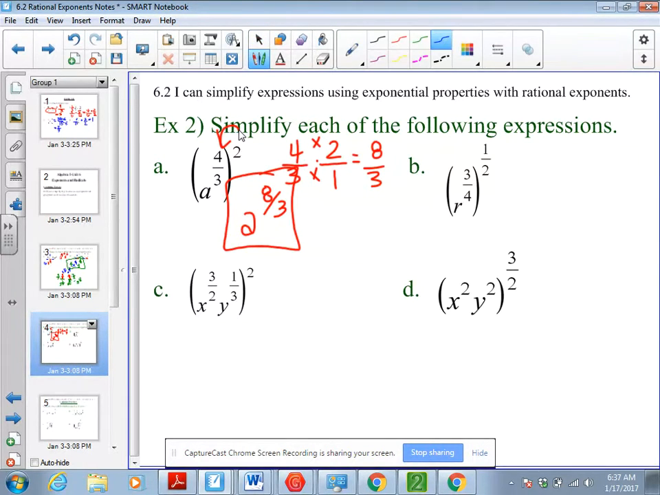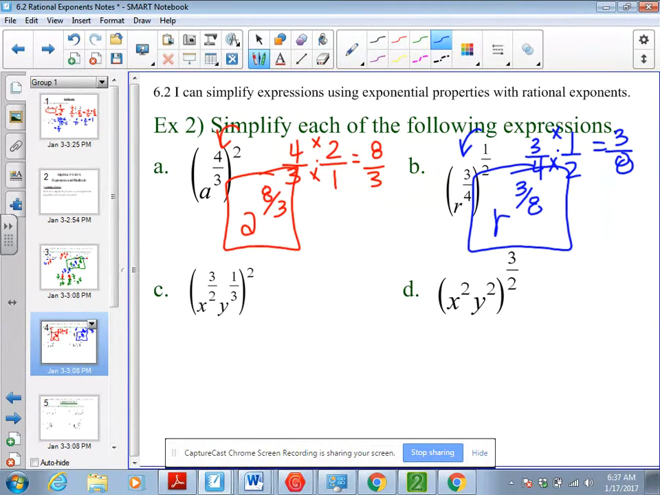In example B, again, I'm just multiplying my exponents. So I'm going to have 3/4 times 1/2. We multiply straight across. This is going to become 3/8. So my answer is R to the 3/8.